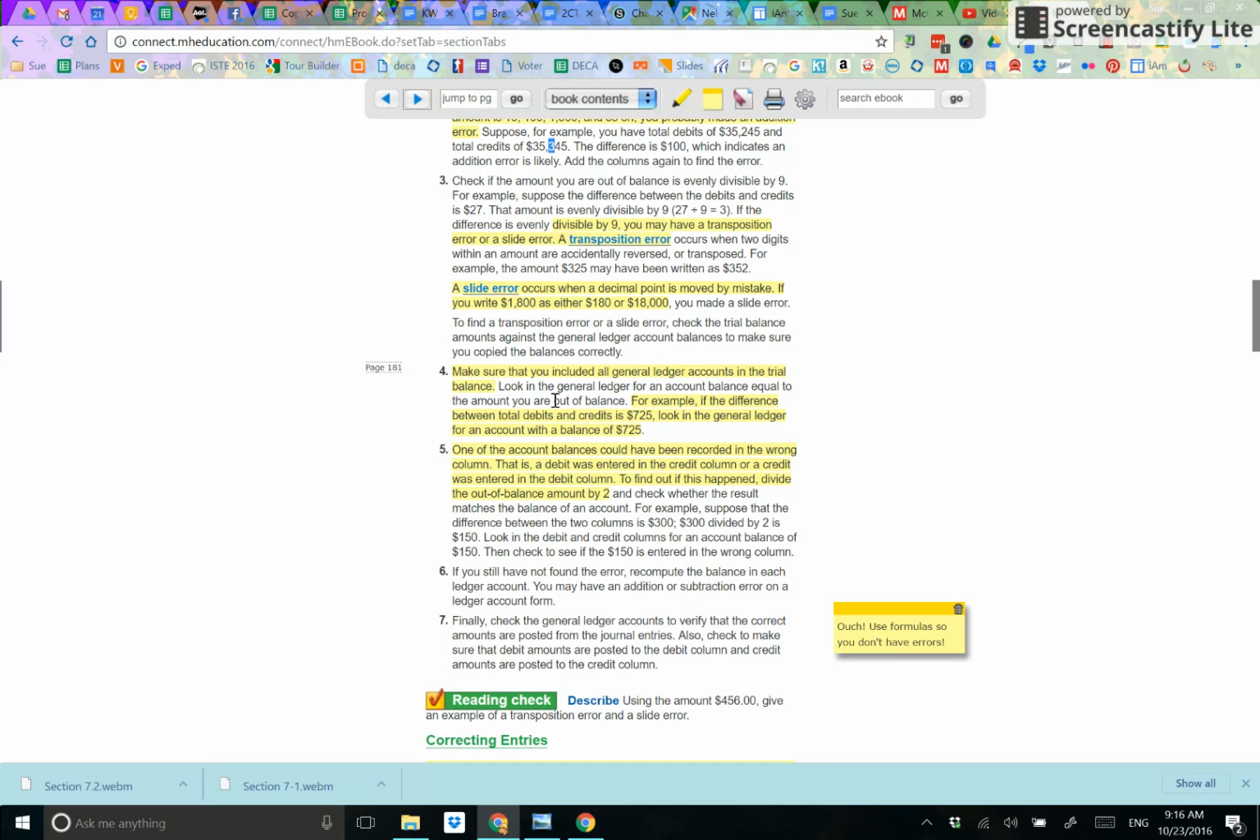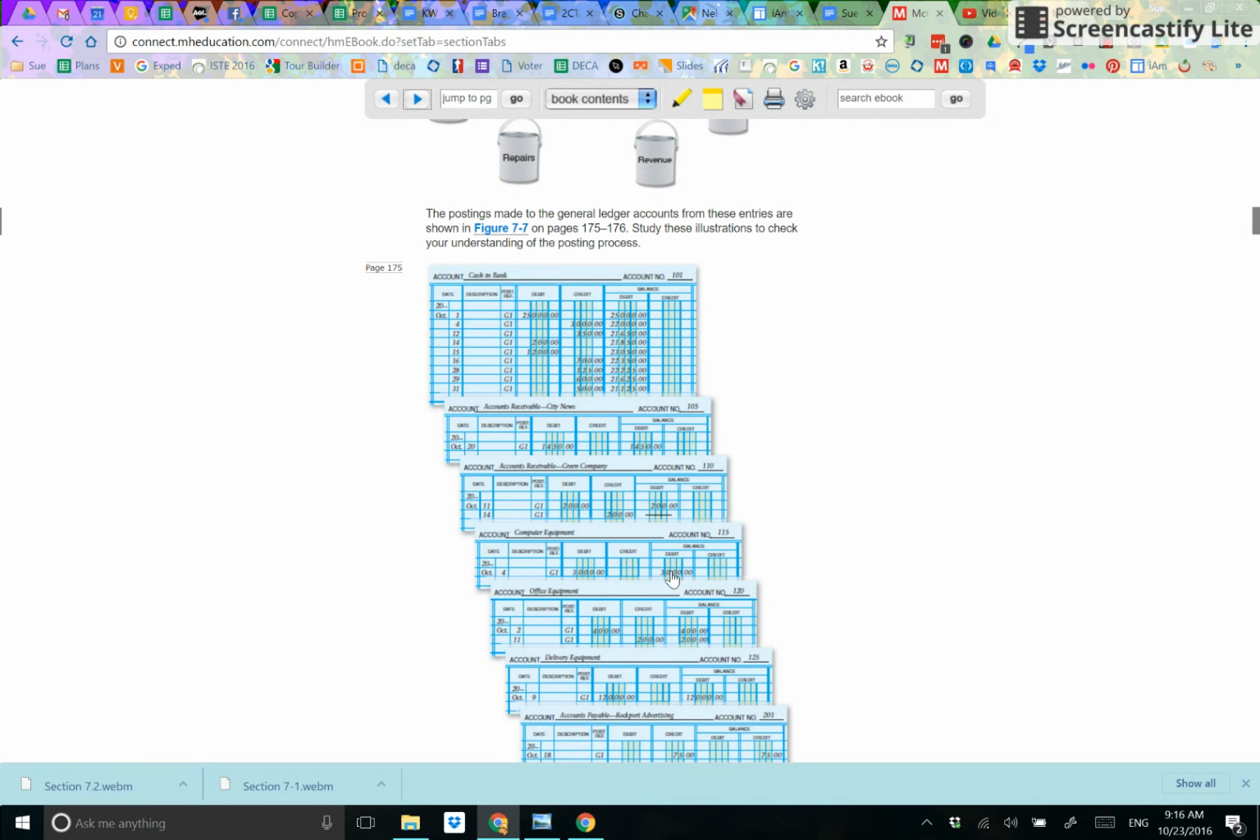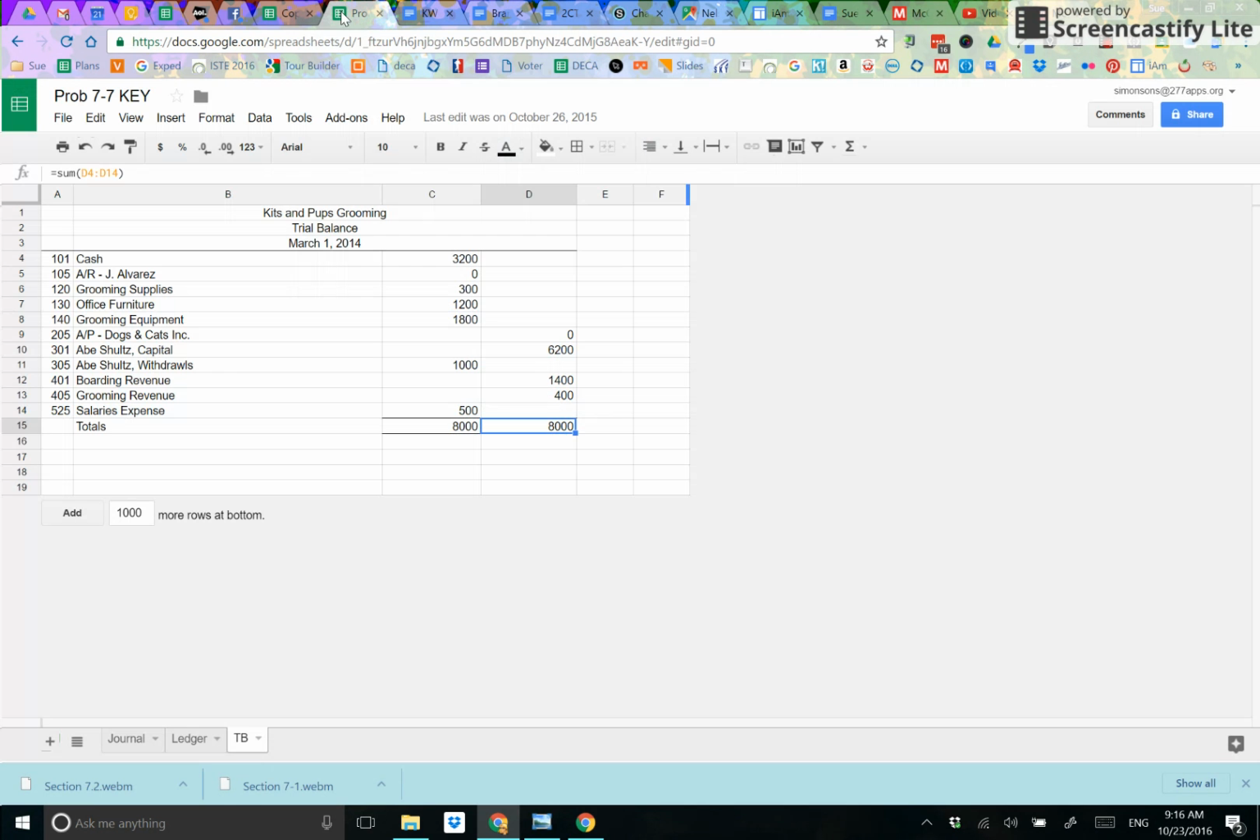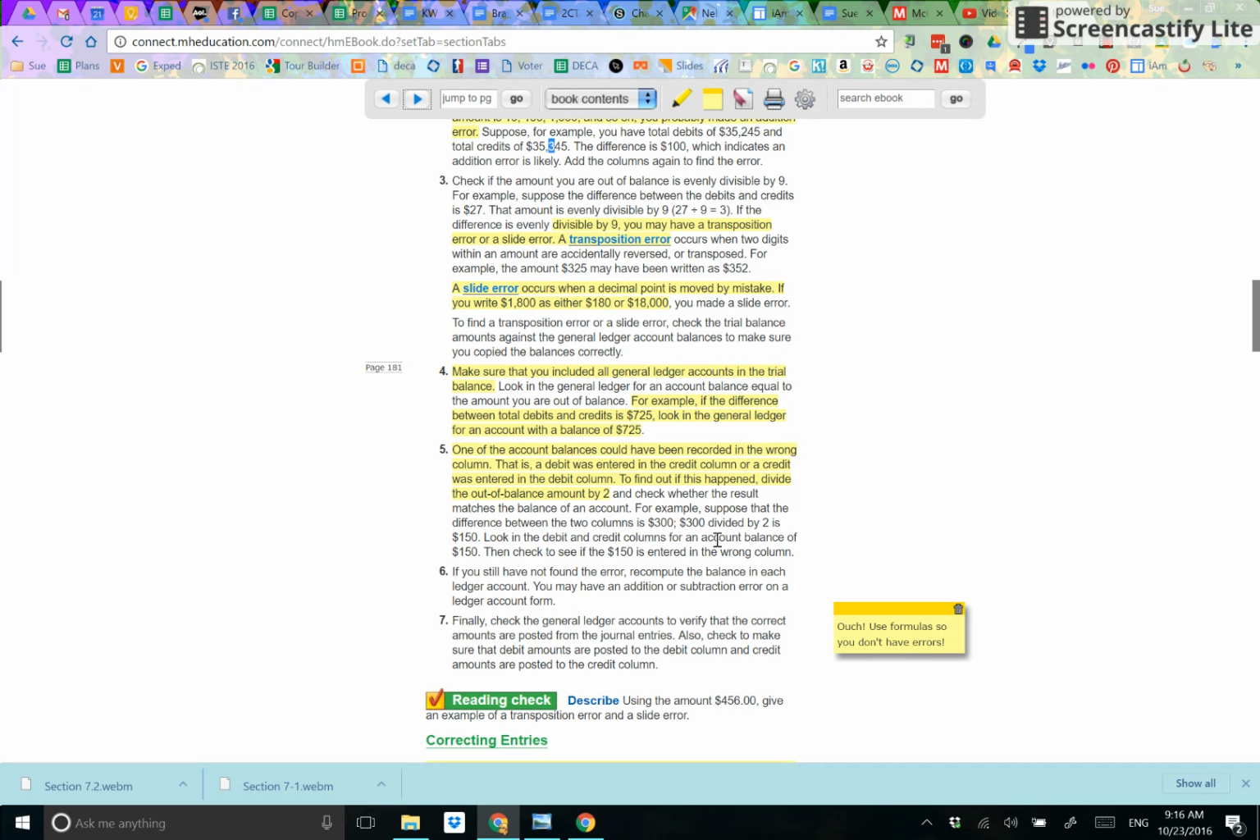So you're off by 725, and you go over here and you look in your ledger and you have an account that has a 725 balance. Maybe you just forgot to list it here in your trial balance. So that's a common one. Did you put one of them in the wrong column?